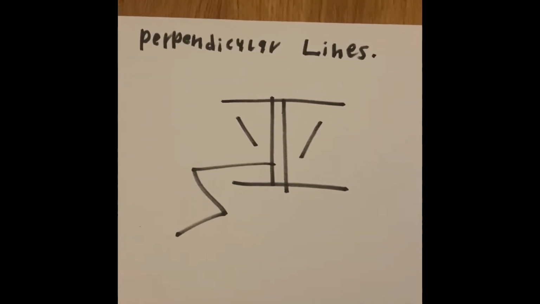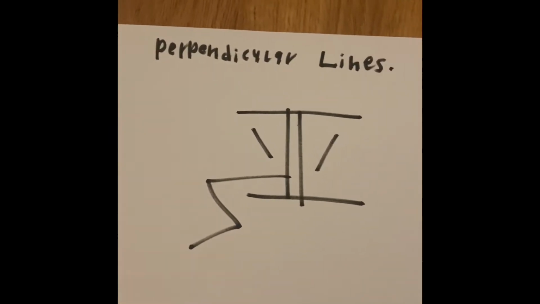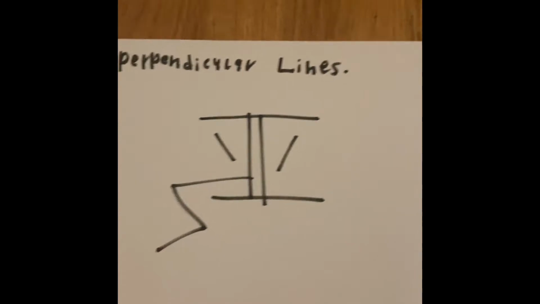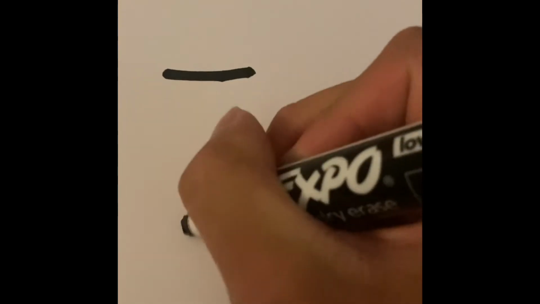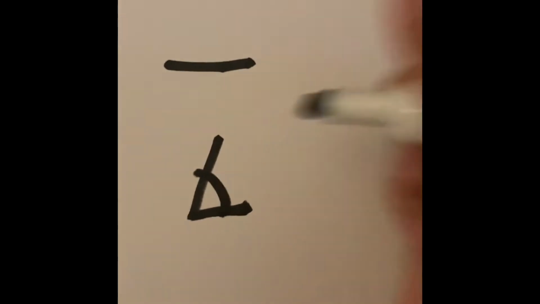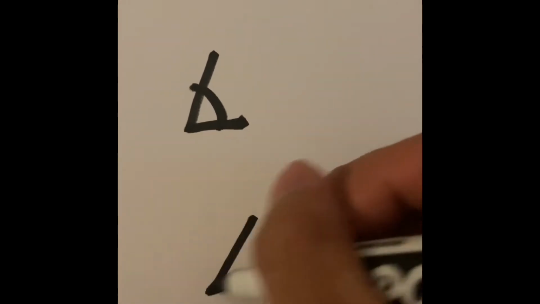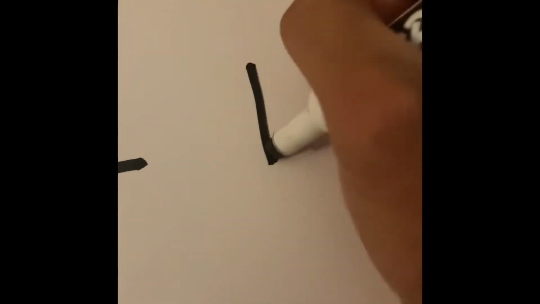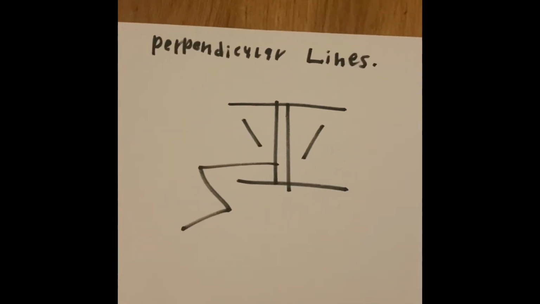So in the past few videos for geometry, we've been learning a lot about segments and a lot about angles. We've also been learning about acute angles, obtuse angles, right angles, and a lot more. But what are perpendicular lines?